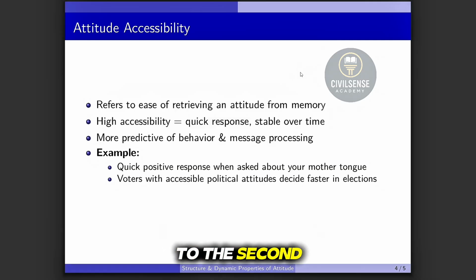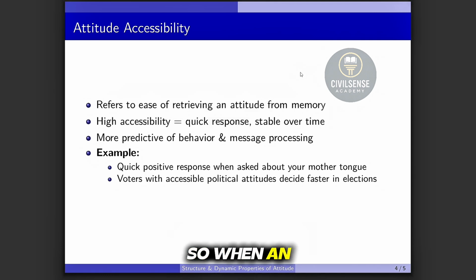Now let's move to the second one, that is attitude accessibility. This simply means how quickly you can recall your attitude from memory. If your attitude is clear and strong, you don't need to think much. Your reaction comes immediately. Let's take an easy example. If I ask you, do you like your mother tongue? You will instantly say, of course, yes. That's because your attitude towards your language is already clear and strong. It's accessible. But if I ask you, what do you think about the new tax policy? You might pause and think because you don't have a clear attitude yet.